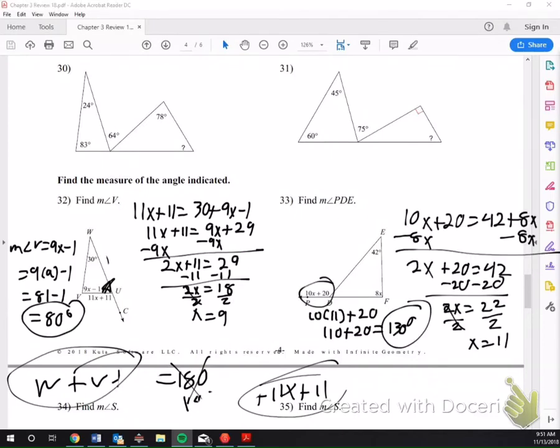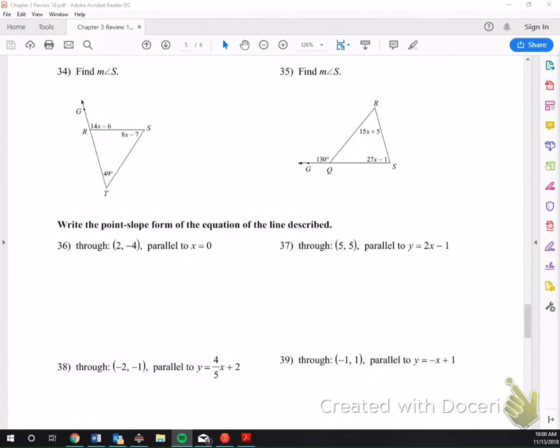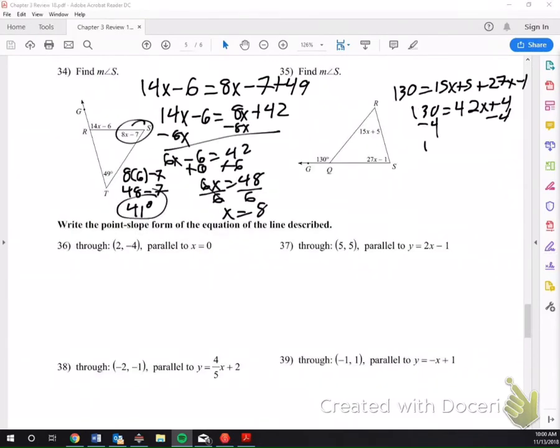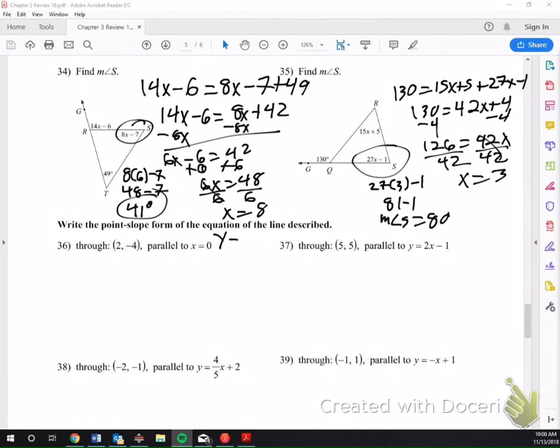Same thing on the second problem. And here we go. So we got x equals 11, plugged it back into PDE, and we got 130. So, moving on. 34, 35, same general idea. Again, if you're having trouble with those, hit the pause button, look at what I did. If you still don't understand it, which is fine, come and ask me a question, or email me, or whatever you need.